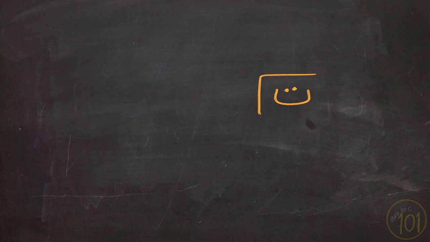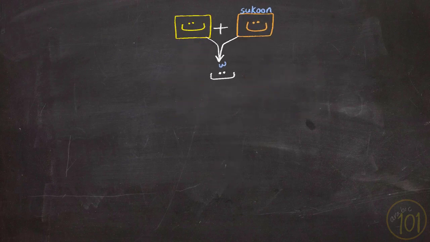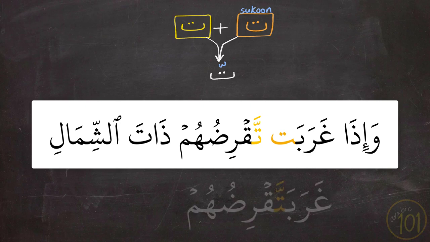When two identical or similar letters follow one another in the Quran, they will be fused together, as long as the first of which has sukoon. Like when we say, وَإِذَا غَرَبَتْ تَقْرِضُهُمْ ذَاتَ الشِّمَالِ. So here we pronounced one ta.